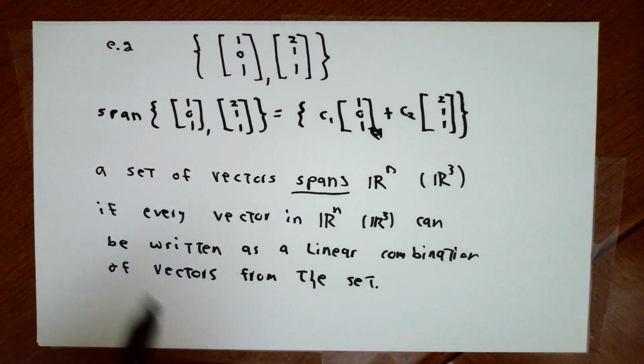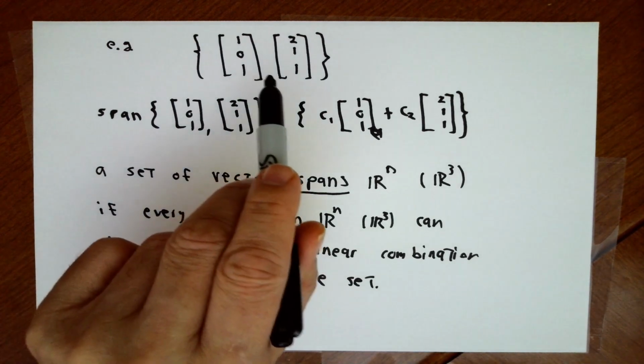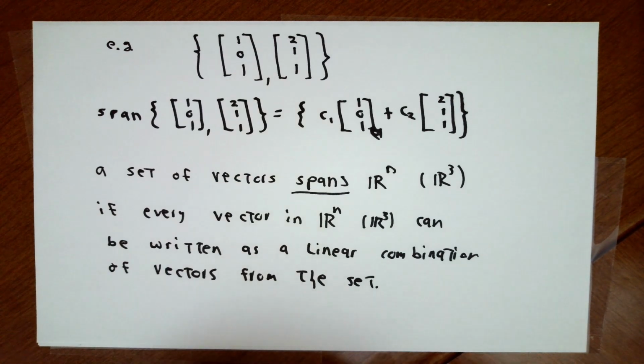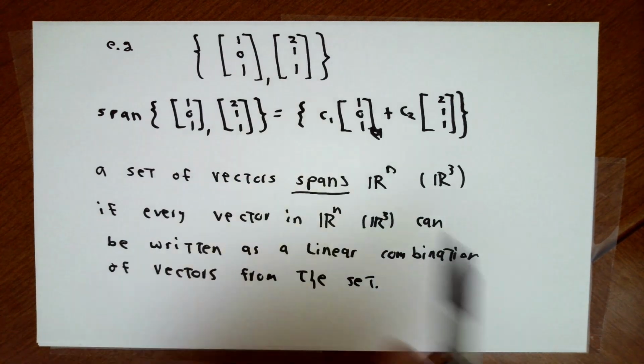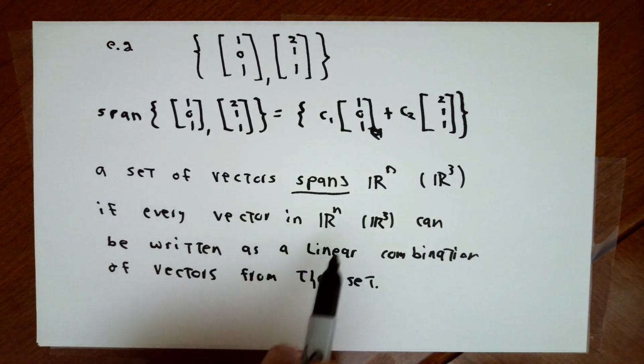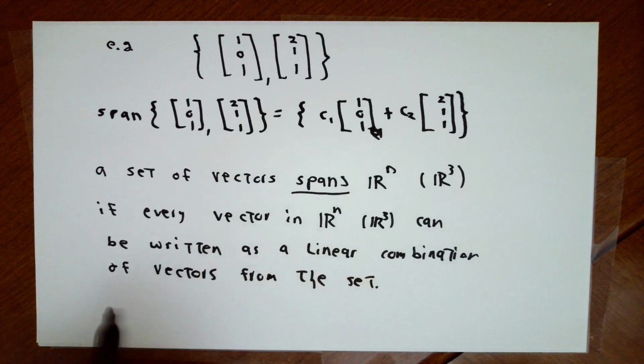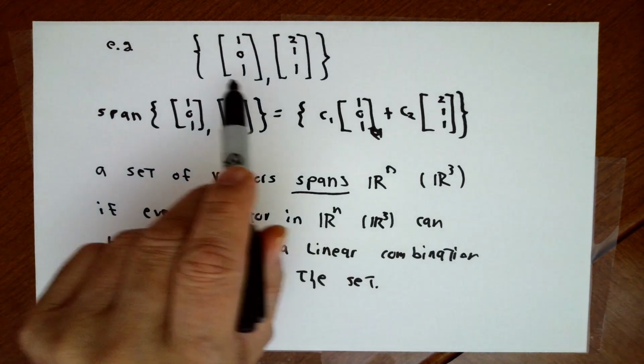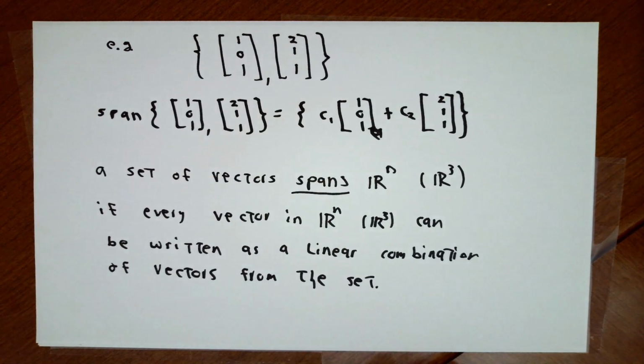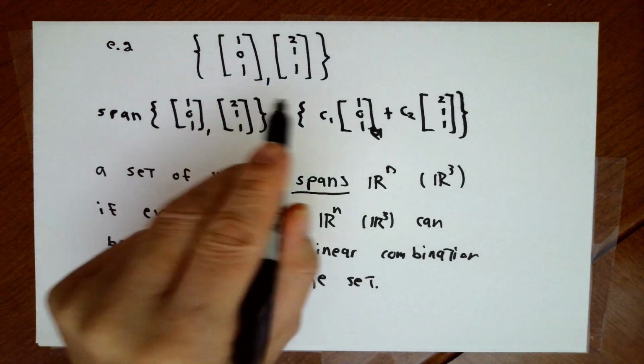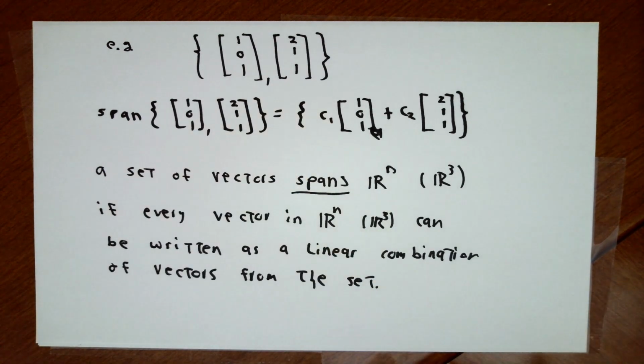Terminology time. We say that a set of vectors, like that set of vectors, for example, spans Rn, R3 for our example, if every vector in Rn, R3 for us, can be written as a linear combination of vectors in the set. So I'd like to answer this question. Does that set of vectors span R3? Is it true or is it false that I can write any vector in R3 as a linear combination of those two? This is not immediately clear, so we have to look at it.